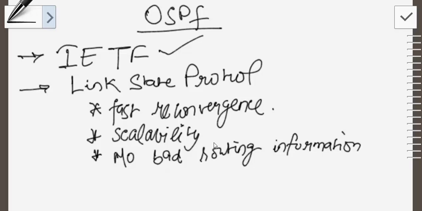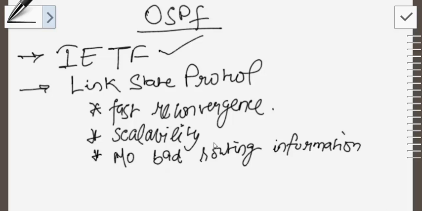This protocol is basically a link state protocol, which RIP is not. RIP was a distance vector protocol. So this protocol is entirely different from a structural point of view, in how RIP is developed and how OSPF is developed.